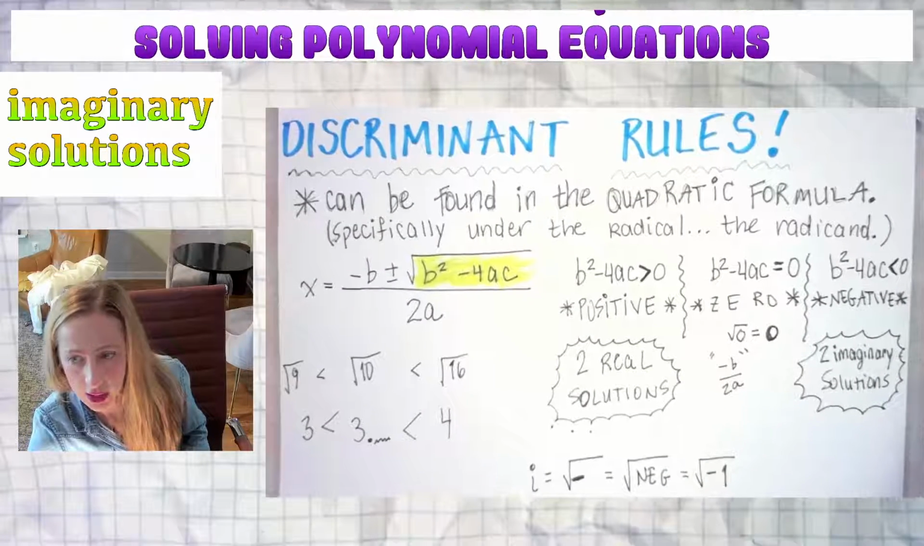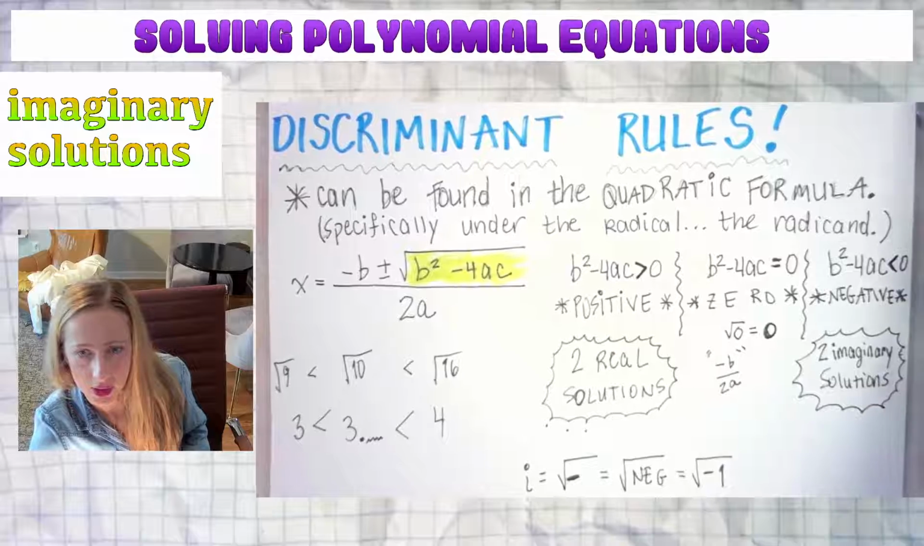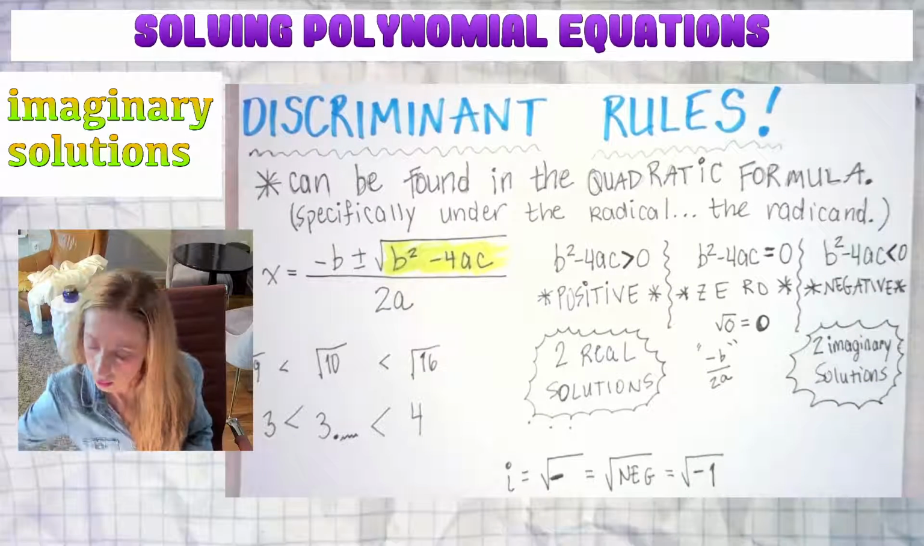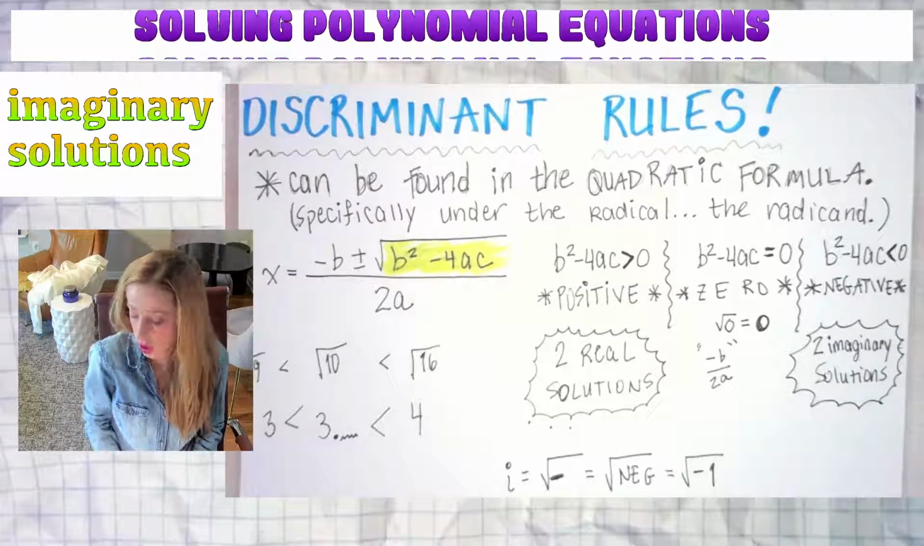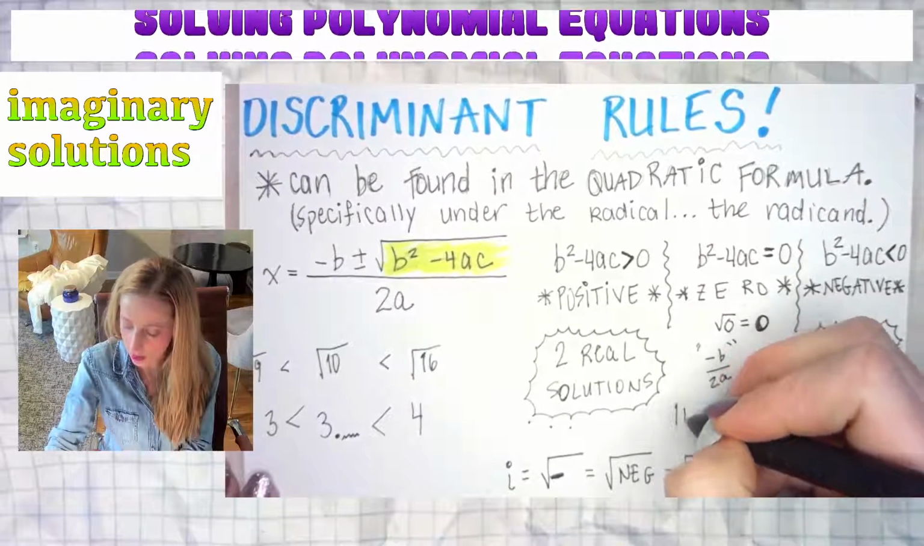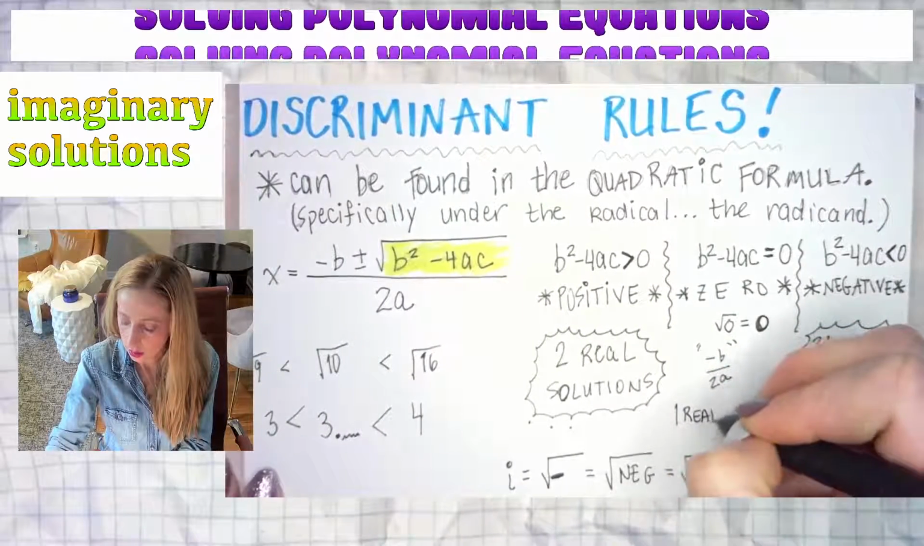Is that 2, 3, 1, 5? How many answers is that? 1. That's just 1, exactly. So we get 1 real solution.